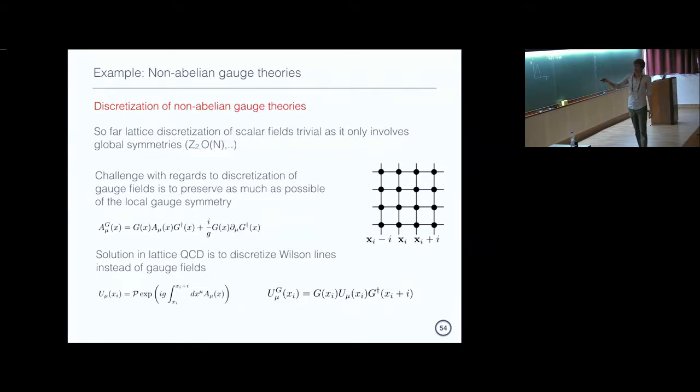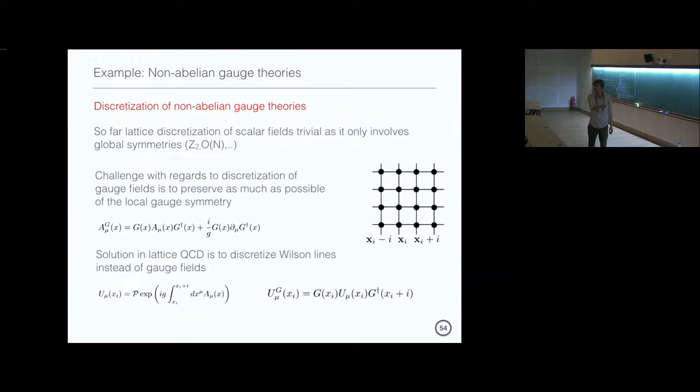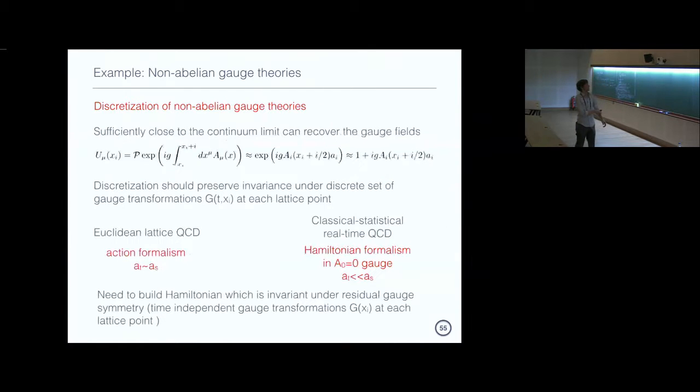And so working with these Wilson line variables is actually what allows you, instead of having a continuous gauge symmetry at continuous points in space and time, to retain a discrete gauge symmetry at every point on your space-time lattice, okay? Simply because you're working now with these Wilson lines.